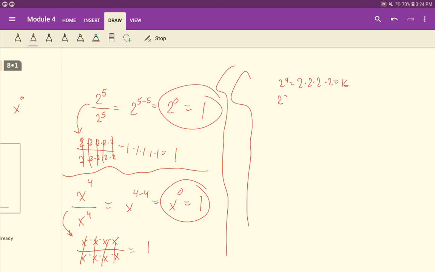Let's do 2 to the 3rd. That's 2 times 2 times 2, which is 8. I'll do 2 squared, 2 times 2, which is equal to 4. And 2 to the 1, or just 2, gives us 2. And now we can fill in 2 to the 0. I can't really put a number here, so we'll just say 1. And you see a pattern here.